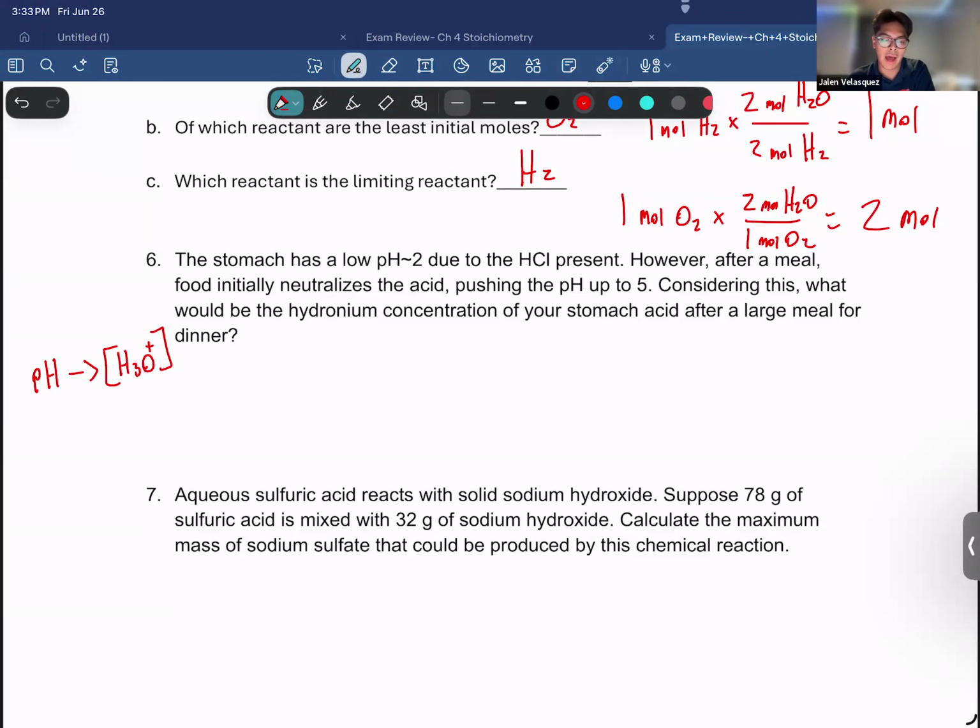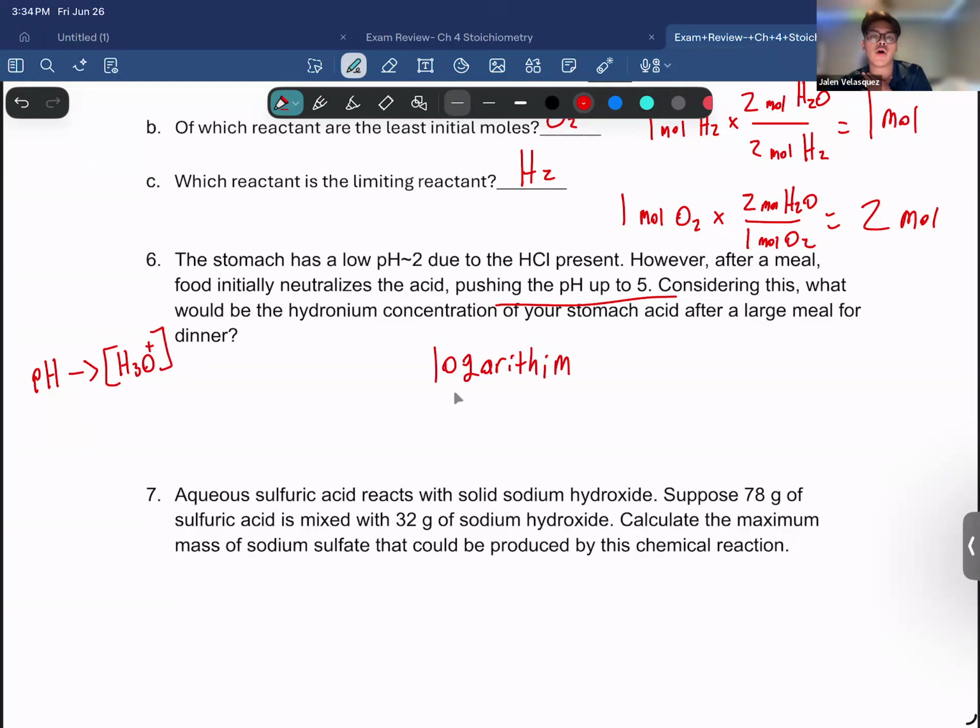Okay, so I want to know the hydronium ion concentration after you have a meal. So I want to use this pH of 5. Okay, so you need to know that pH is a logarithmic scale, right? You probably heard of logarithms in your math classes. I'm probably spelling that logarithm wrong, but whatever.